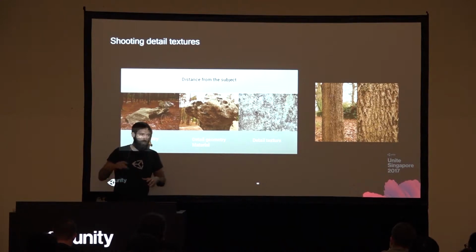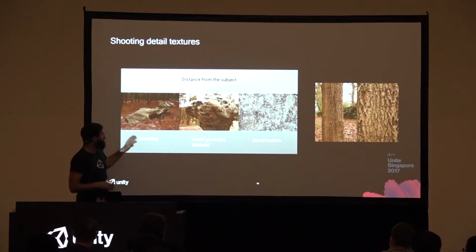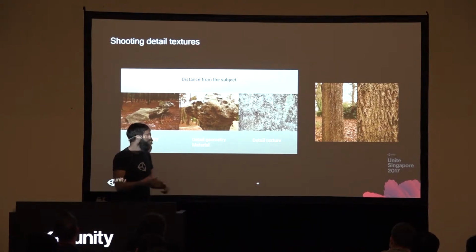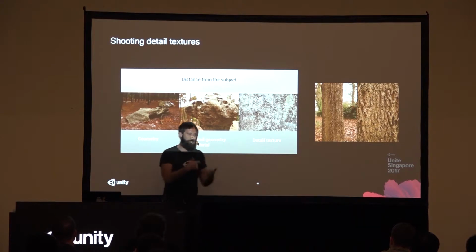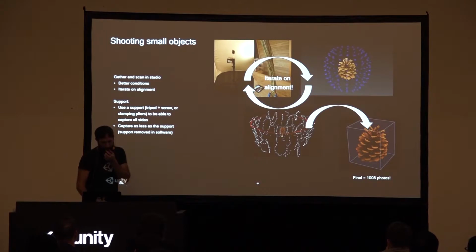And then, when you do this kind of detailed texture, you will need to shoot from far, but also from closer, so that you can generate a detailed texture that you will be able to reapply on top of your other textures. So that's what we did on the trees.